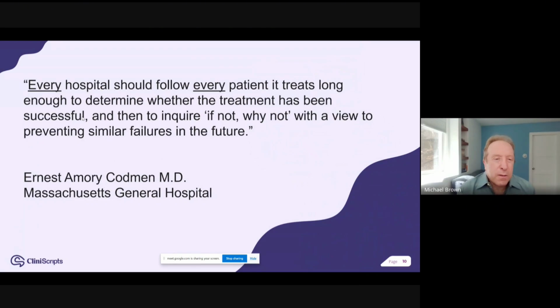There's a physician at Mass General Hospital who made a comment that every hospital should follow every patient it treats long enough to determine whether the treatment has been successful and to inquire, if not, why not, with a view to preventing similar failures in the future. I thought this quote really epitomizes what you're trying to do with big data. It's always learning from the data and always improving. Now, this quote happens to come from 1917, but I think it still applies today.